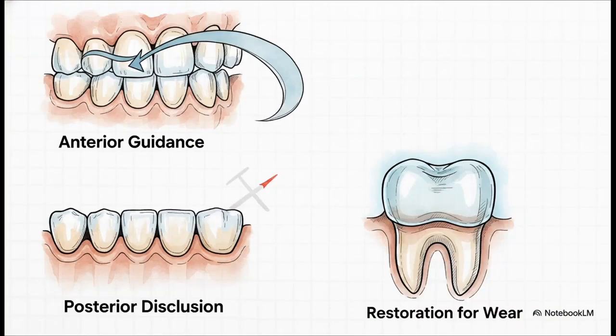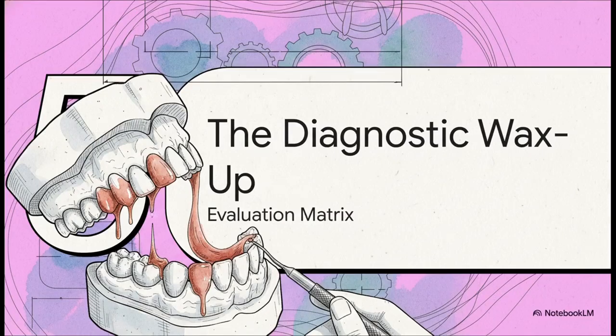Beyond that, you've got to lock in 3 mechanical absolutes. Number 1, anterior guidance in total harmony with normal functional jaw movements. 2, immediate disclusion of all posterior contacts the exact second the mandible moves away from centric relation. And 3, anywhere that punches completely through the enamel layer and into the dentin, that has to be restored, period. Moving right to Section 5, the diagnostic wax-up.